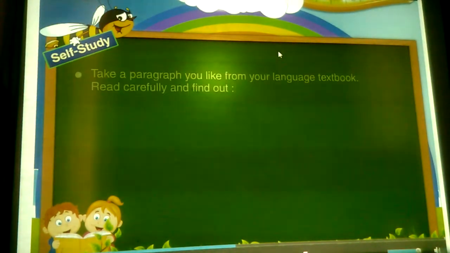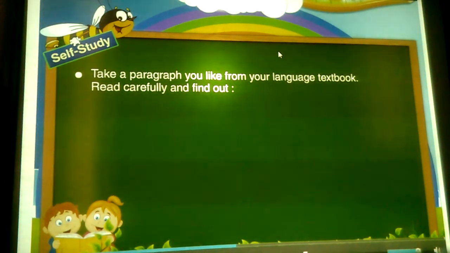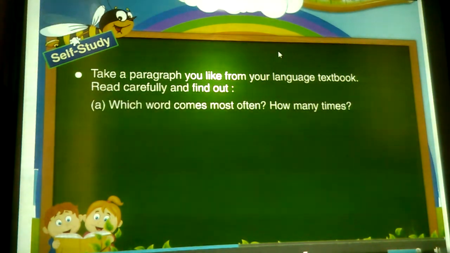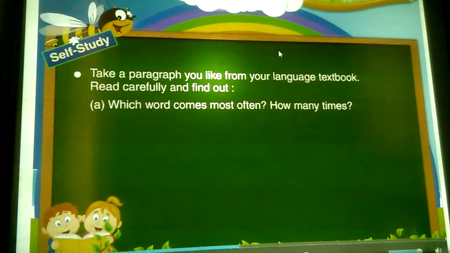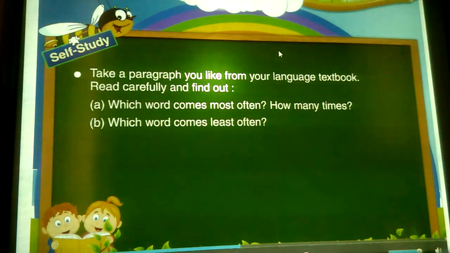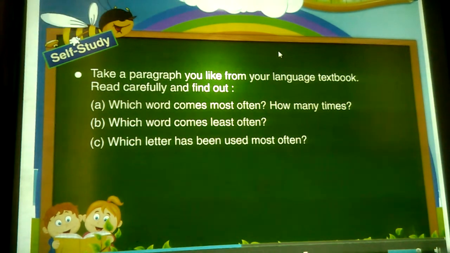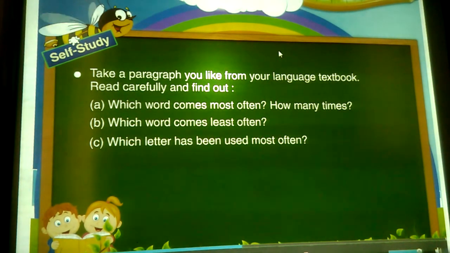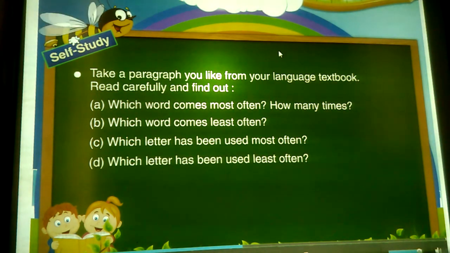Self-study. Take a paragraph you like from your language textbook. Read it carefully and find out A. Which word comes most often? How many times? B. Which word comes least often? C. Which letter has been used most often? D. Which letter has been used least often?